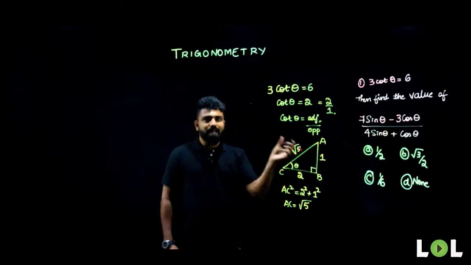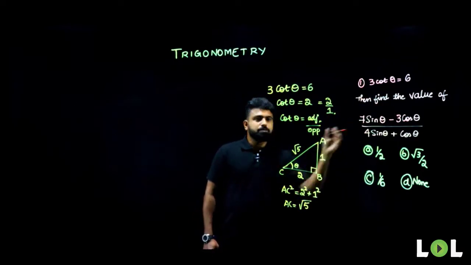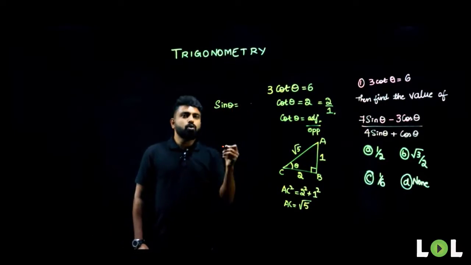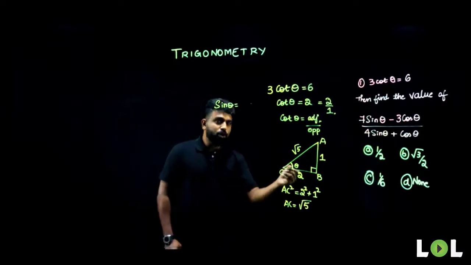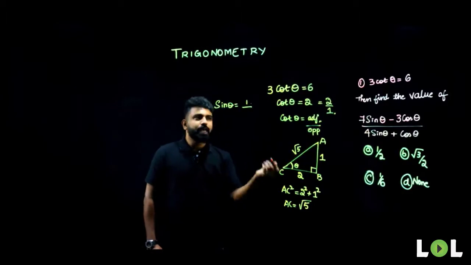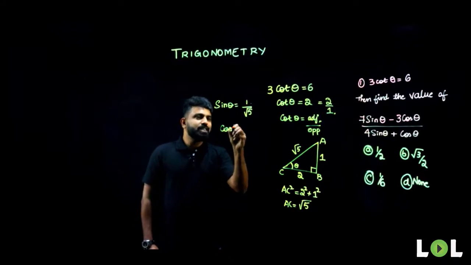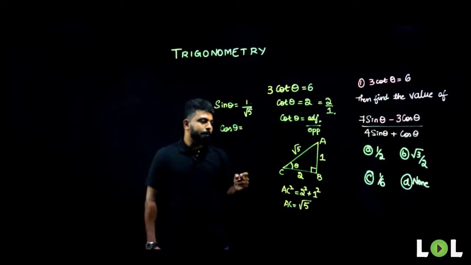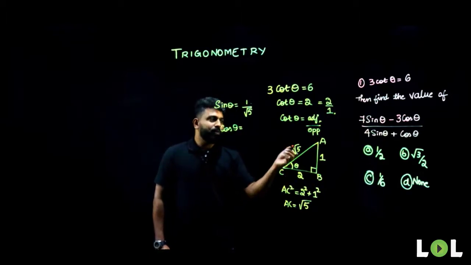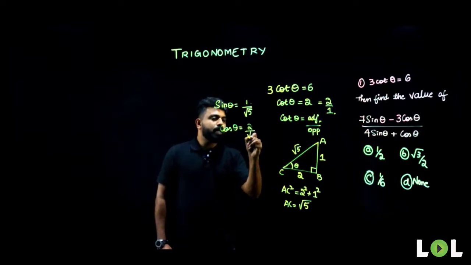Now we have got the value of AC as root 5. So we have got all the sides here. Now what shall we do? From this we will find the value of sin theta and cos theta and substitute it there. What is the value of sin theta? My value of sin theta will be equal to opposite by hypotenuse. Opposite side here is AB, nothing but 1, by hypotenuse. Hypotenuse is AC. So this will be 1 by root 5. Now what will be the value of cos theta here? Value of cos theta will be adjacent by hypotenuse. BC is my adjacent and AC is my hypotenuse. So my cos theta will be 2 divided by root 5.